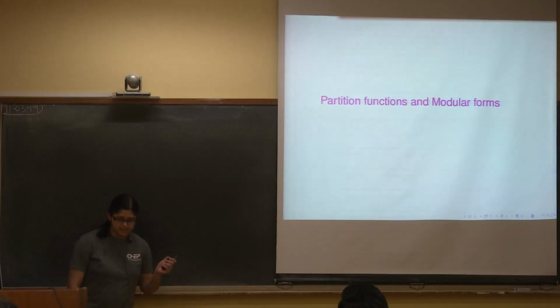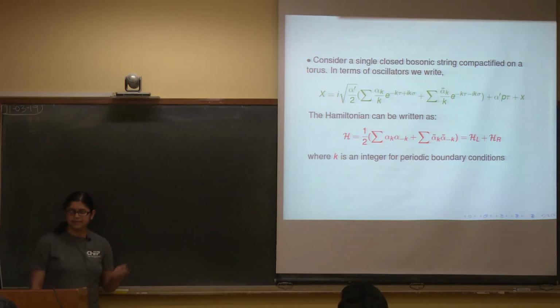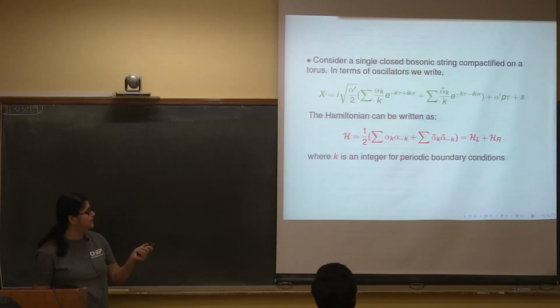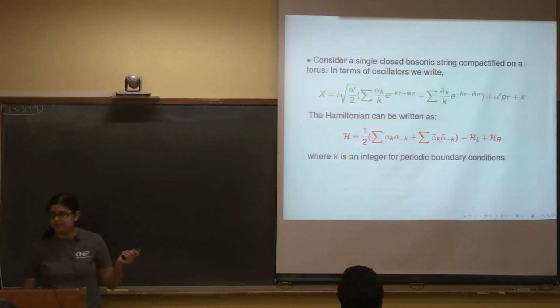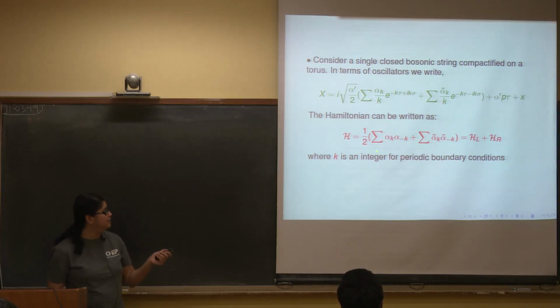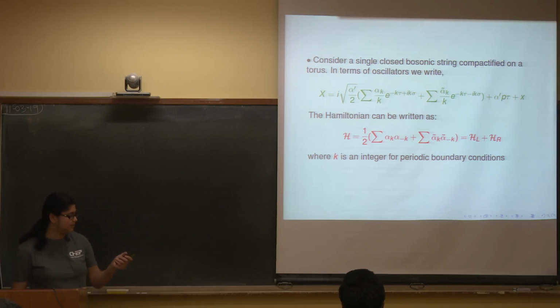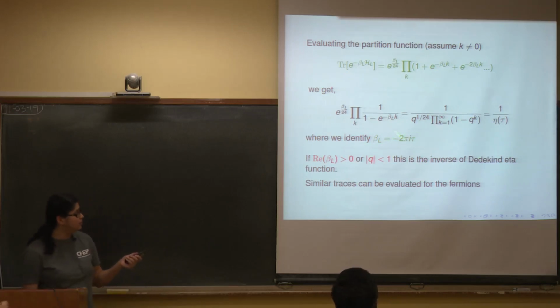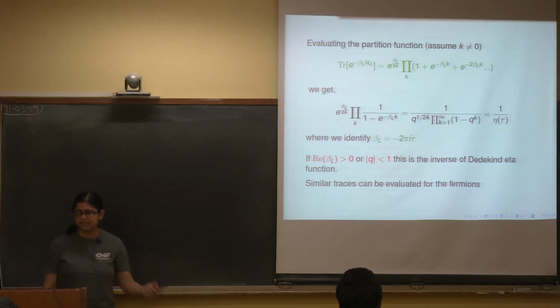First, I'll briefly start with extremely simple things. If you consider a single closed bosonic string compactified on a torus, the oscillator modes can be written like these, and the Hamiltonian can be written like these. Then k is an integer, and I basically call the alphas the left movers and the other ones the right movers. Then if you want to evaluate the partition function, it gives you a Dedekind eta function once you complexify this temperature here.